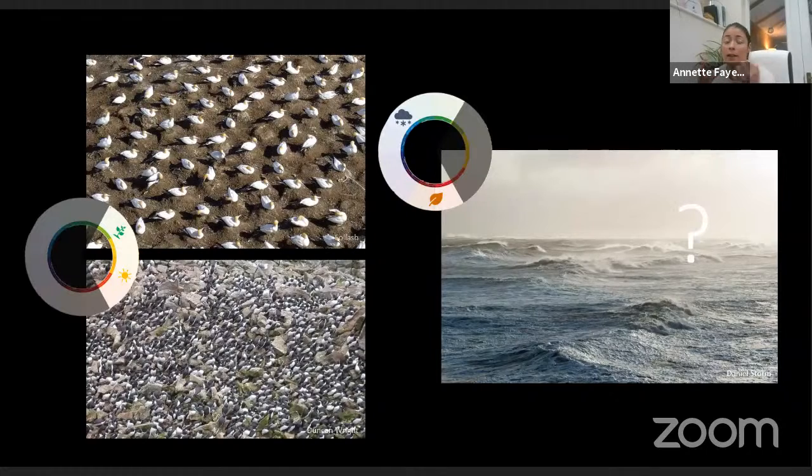So they only come to land to breed for a few months in the summer, usually on remote, inaccessible islands. And then the rest of the year they're at sea. And it's very difficult for us to observe them. We don't really know where they are or what they're doing.